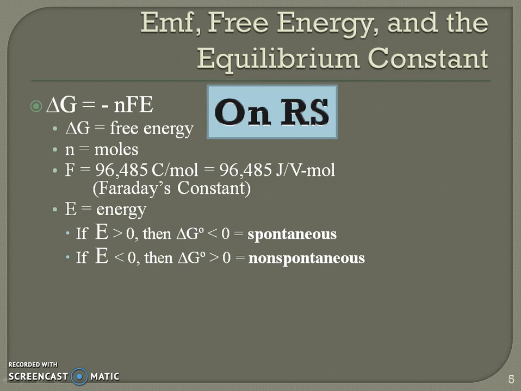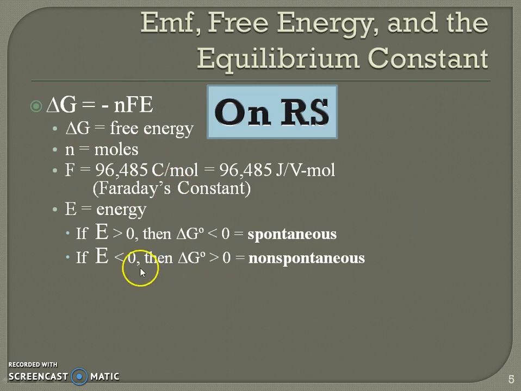So EMF, free energy, and the equilibrium constant and how they're all related to each other. So here's our, on the reference sheet, delta G equals the negative n, where n is going to be your number of moles as always. There's that Faraday's constant. He also mentioned that in his video. And there's that coulombs per mole again. And E again is that energy.